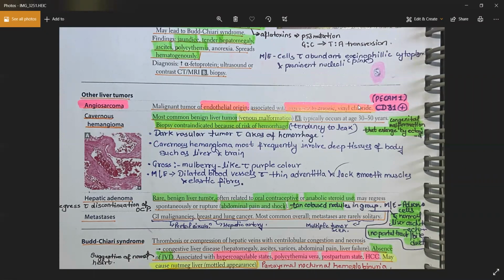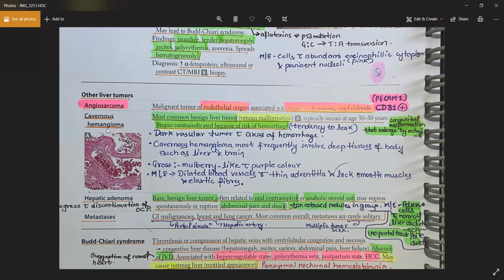Does anyone remember PECAM-1? Endothelial, that helps in transmigration of lymphocytes. Exactly. The PECAM-1 of the neutrophils will interact with the PECAM-1 of the endothelial cells, and as a result, the neutrophils will be transmigrated. So whenever you have a blood vessel tumor like angiosarcoma, it would be PECAM-1 positive. These are highly malignant tumors. You will have malignant transformation at a very early stage, and metastasis will happen at a very early stage in these tumors, right?